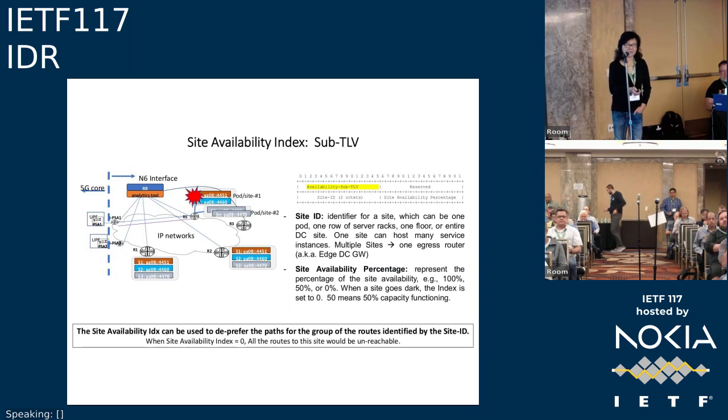This availability index is really to deprefer a path to a set of routes.